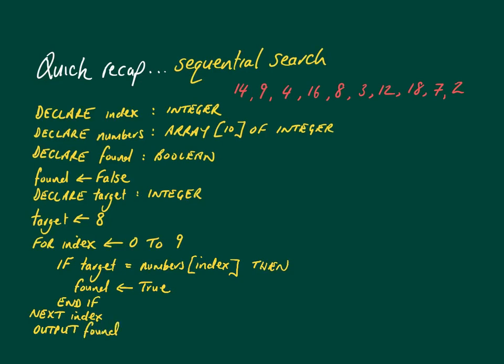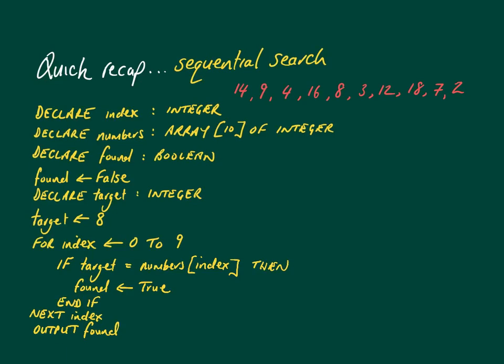Obviously you can add an if statement so that you can actually output more meaningful messages, like if found is true, you can say output I found it, or you can say if found is false, you can output I've not found it. But if we just output the value true or false, it gives the user some feedback. And so this is the sequential search.